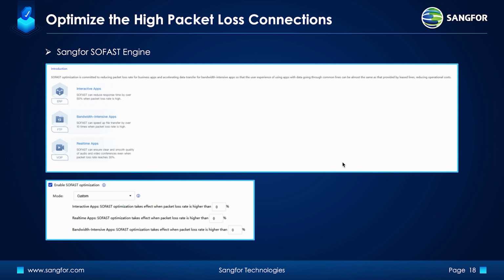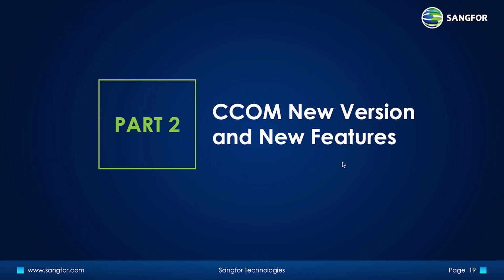Okay, and this is the key point and key feature of our SD-WAN. We provide a So-Fast engine. This So-Fast engine can optimize the high packet loss connections in your network. For some interactive applications, the So-Fast engine can reduce the response time by over 15% when the packet loss rate is very high. And for some bandwidth sensitive applications, Sangfor also can help you speed up the file transfer with our So-Fast engine, and optimize the user's experience in this scenario. And you also can use the So-Fast engine to customize this engine.